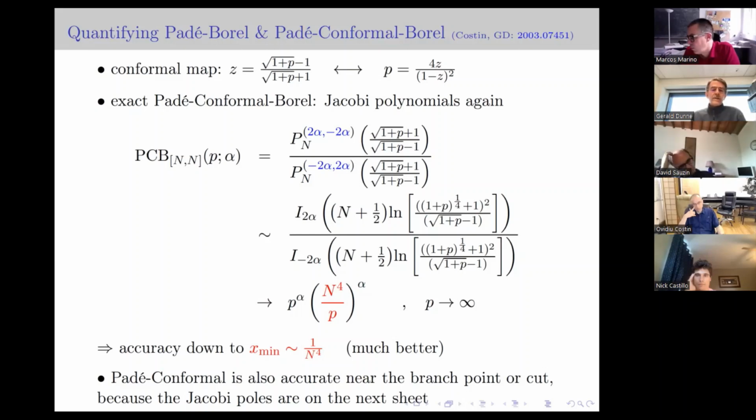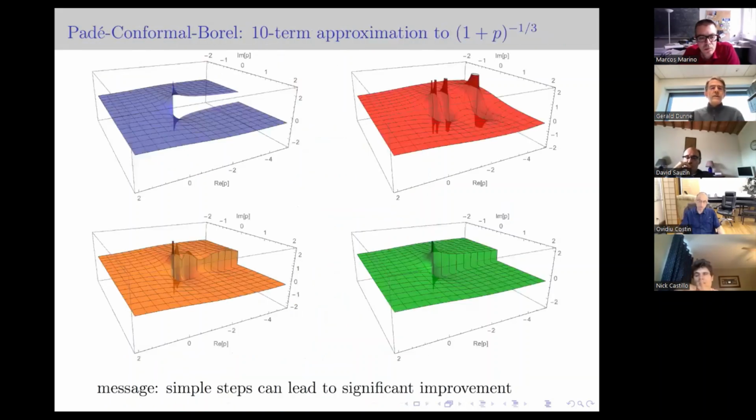The other advantage here is that this conformal Padé is extremely accurate near the branch point and near the cut. And the reason for that is that the Jacobi polynomials, of course, lie in an interval. And here, because of this conformally mapped structure, they actually lie on the next sheet in the original Borel plane. And that means that they don't interfere. And so let me show you how this works just graphically.